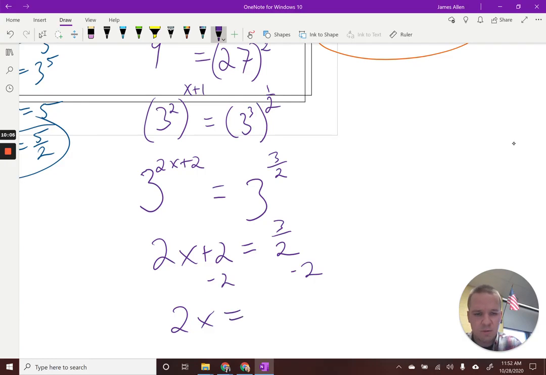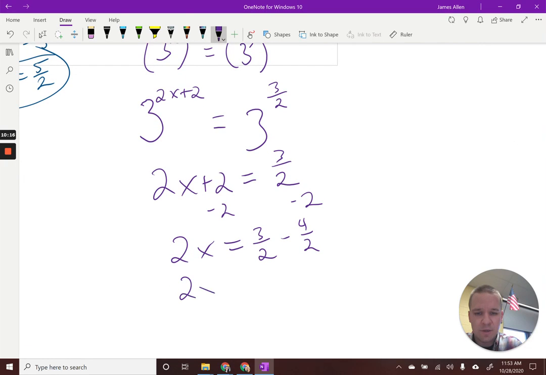So I'll have 2x equals 3 over 2 minus 2. Let's see here. I would have minus 4 over 2 if I get a common denominator. And now I'll have 2x equals negative 1/2. Divide by 2. That's like multiplying by 1/2. We're going to end up getting x equals negative 1/4.